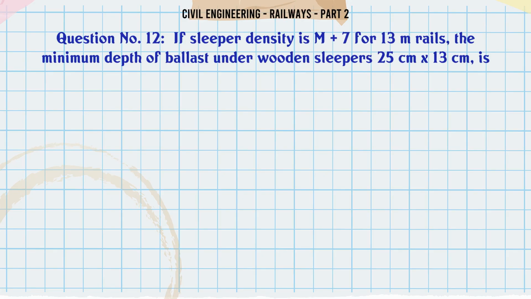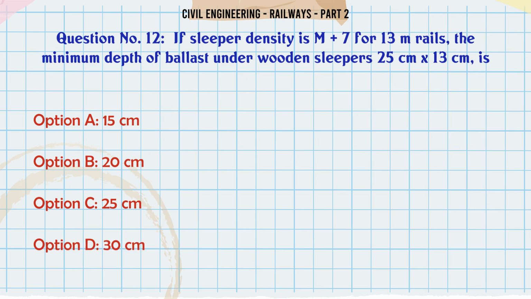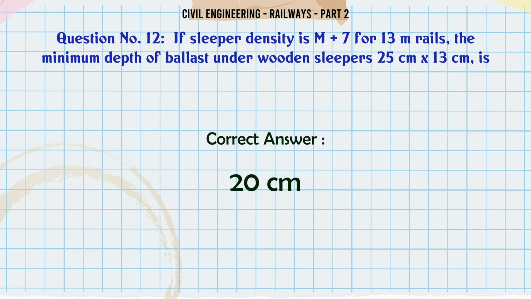If sleeper density is M+7 for 13 m rails, the minimum depth of ballast under wooden sleepers 25 cm x 13 cm is A. 15 cm, B. 20 cm, C. 25 cm, D. 30 cm. The correct answer is 20 cm.